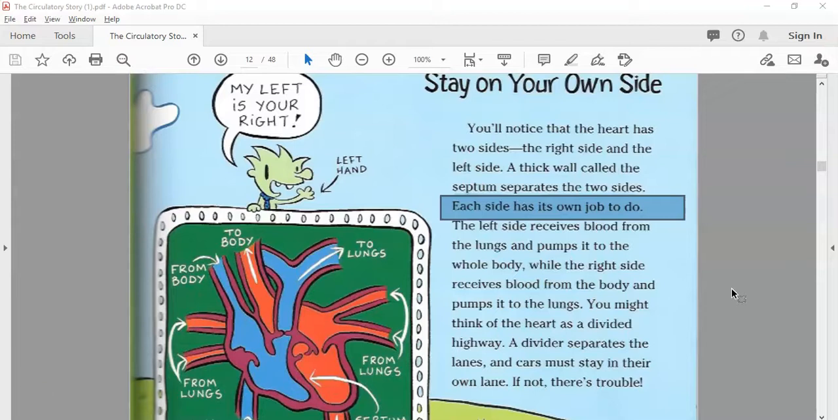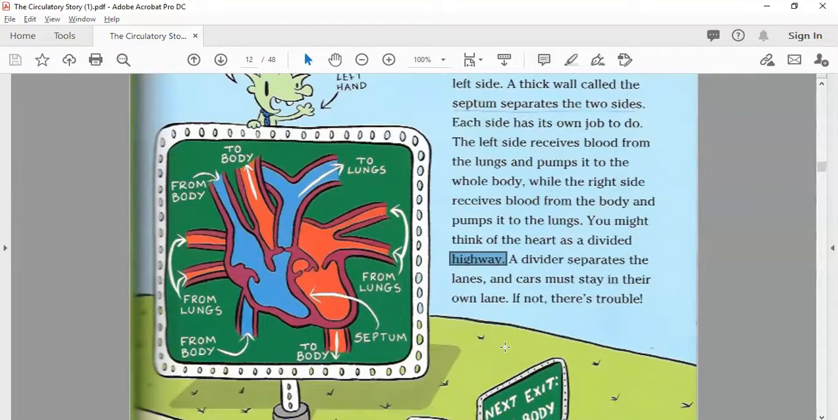Okay, so think about it, boys and girls. If the heart is divided into two sides because each side has its own job, what would happen if there wasn't a separation in the heart? What would happen? Remember, what did the author compare it to? A highway. Because what would happen if everybody got on the street and they would drive anywhere they wanted? They could drive in the middle, on the right, on the left, and there was no rules. What would happen? There would be accidents all the time, right? So same thing with our heart. What happens if it's not divided?